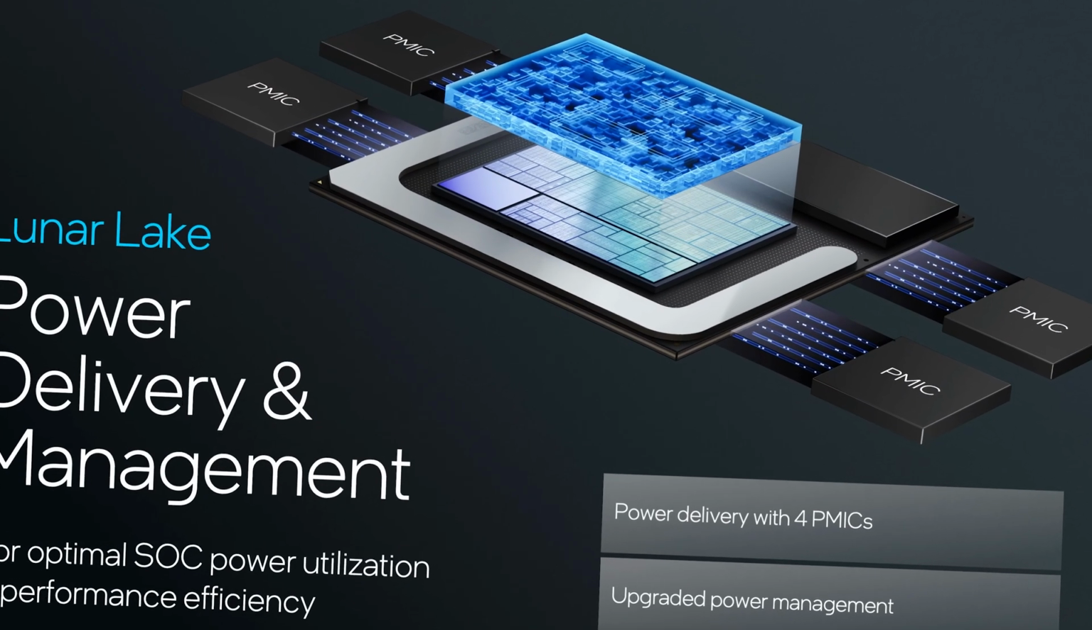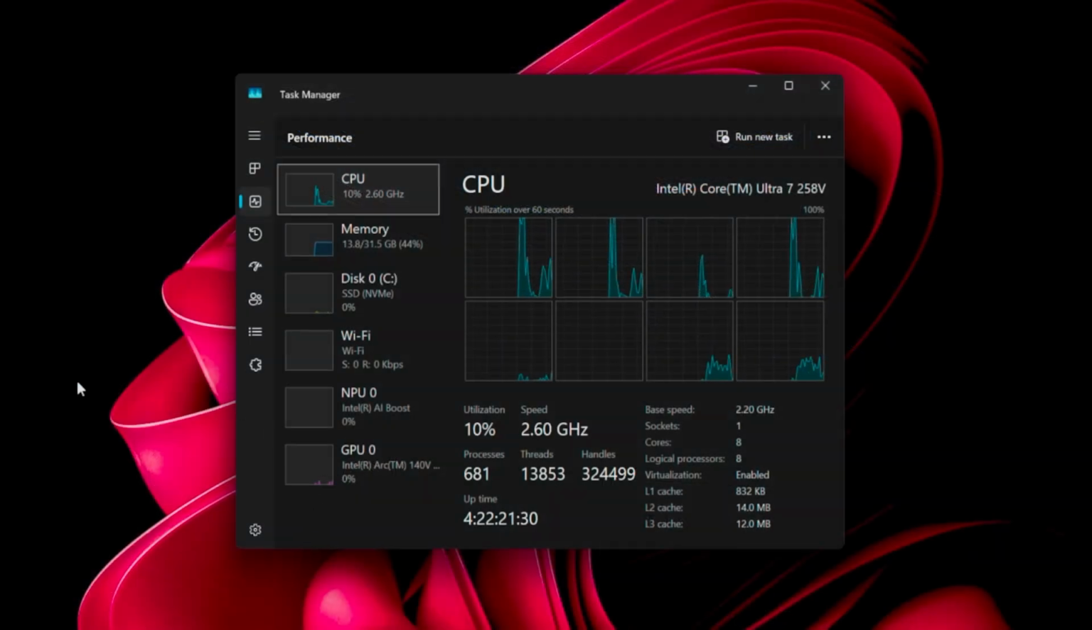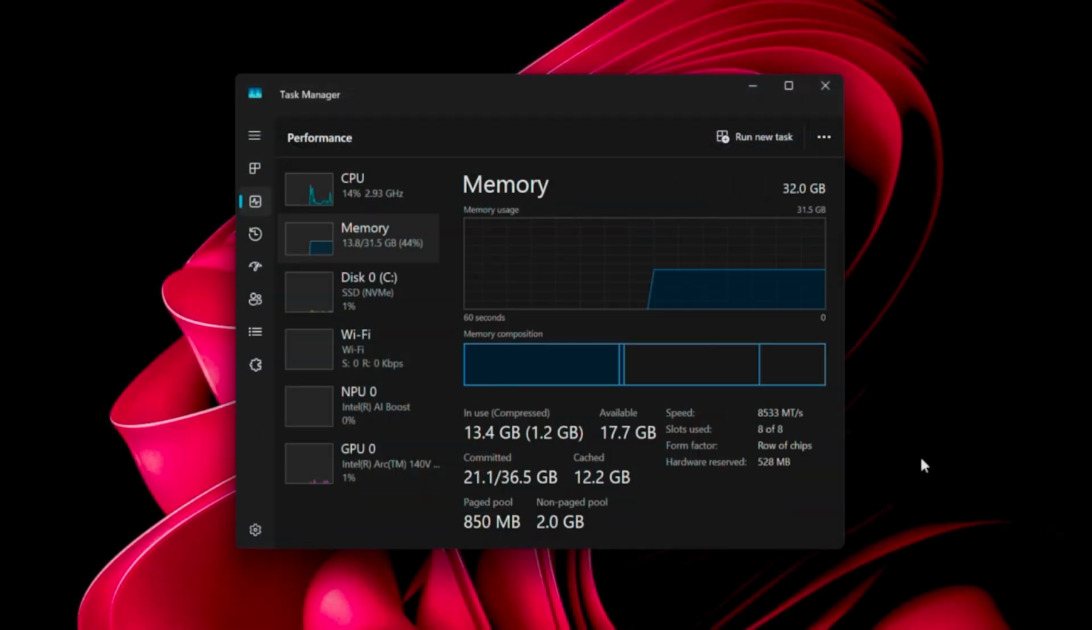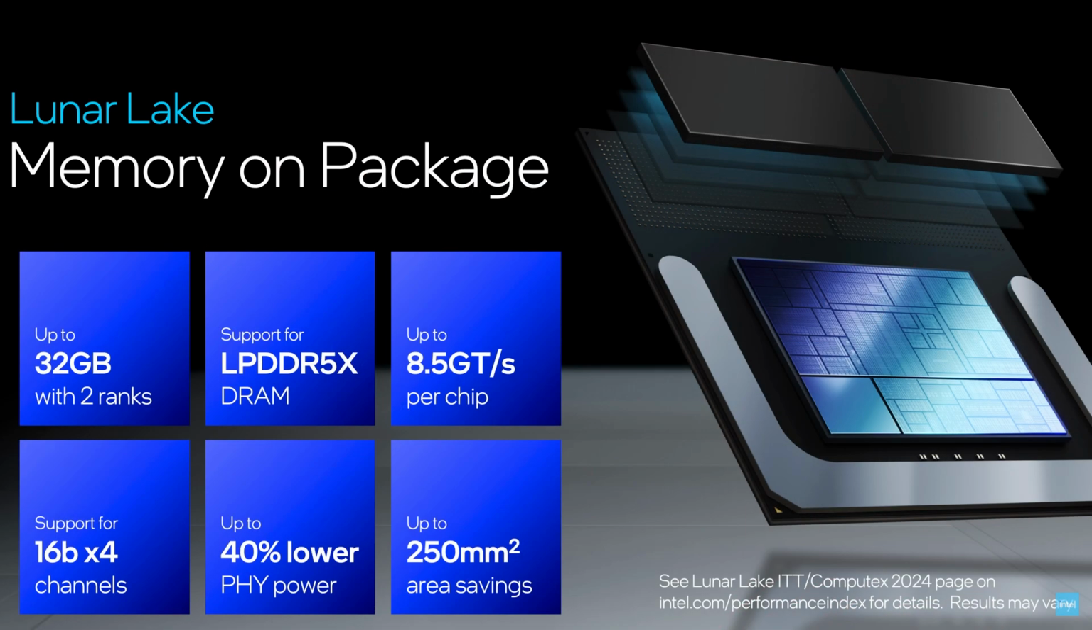I gotta say though, I mostly use it for work and writing emails and whatnot. I did pick up the 32 gig version. I have the 258V here. And I gotta say, I'm glad I did because I often will use over 16 gigabytes of memory on here. And this thing has blazing fast 8533 mega transfers per second LPDDR5X.